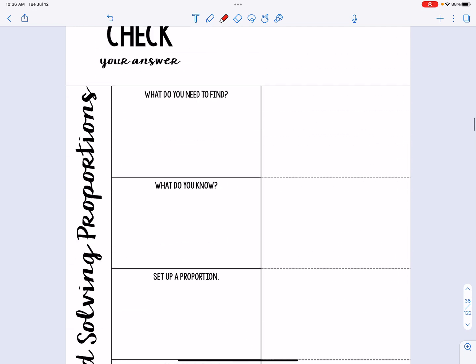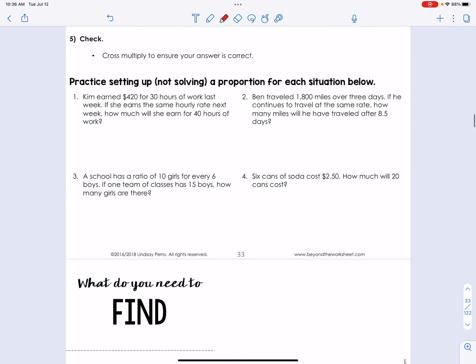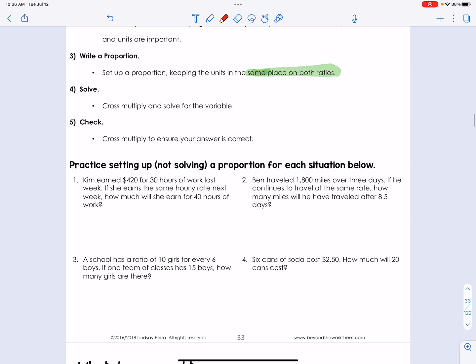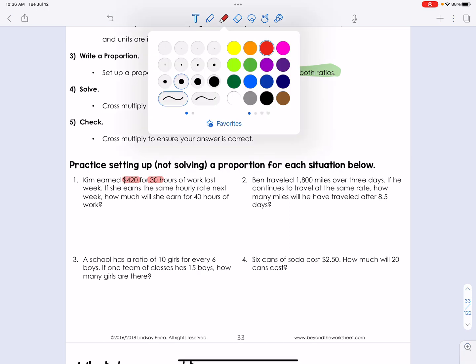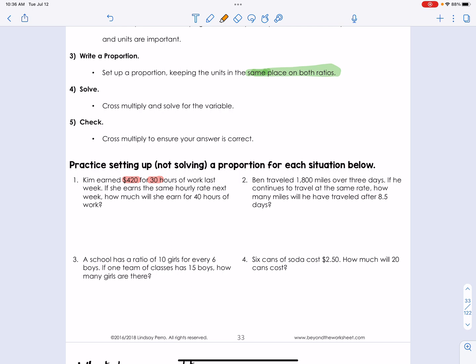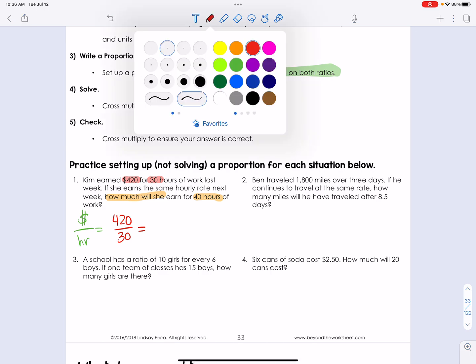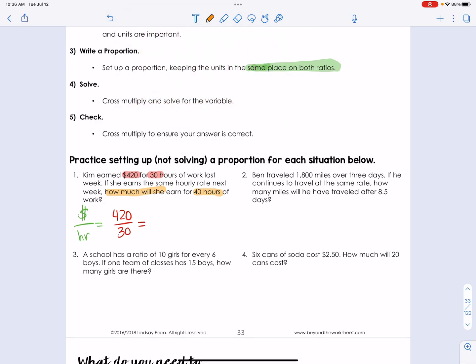Okay, so let's go back to page 10. We're going to practice setting up, but not solving, it says, but we're going to go ahead and solve. I don't see the point in not solving because it's going to ask you to solve. So on this first one, Kim earned $420 in 30 hours last week. If she earns the same hourly rate next week, how much will she earn for 40 hours? So if I do money divided by hours, on the red, I know that she made $420 in 30 hours. And on the orange, I know she is going to work for 40 hours, but I don't know how much.